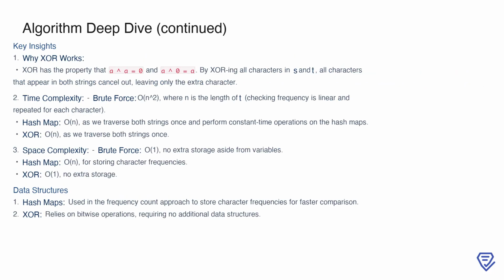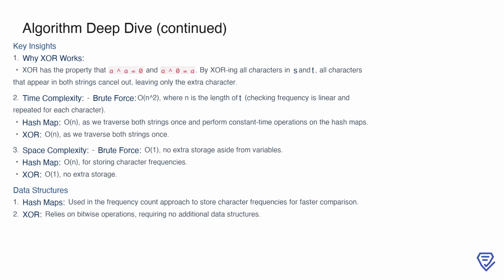To use the XOR approach, we start by initializing a variable called result to 0. Then, we XOR all the characters in both S and T with this variable. As we process the characters, all matching pairs between S and T cancel out, leaving only the extra character from T. Finally, we convert the resulting value back to its corresponding character and return it.